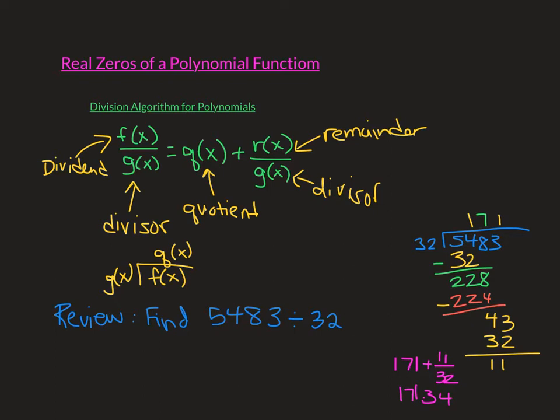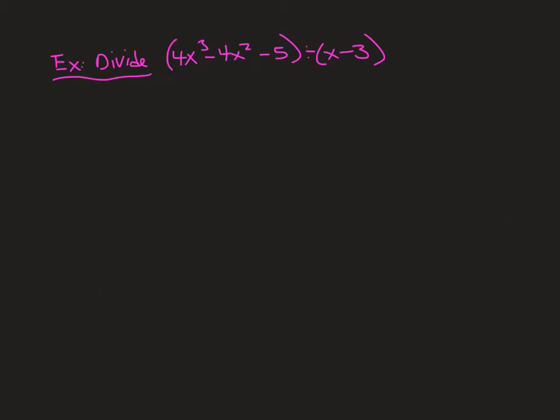So now we're going to do this with polynomials. So we're going to divide 4x cubed minus 4x squared minus 5 by x minus 3. You are welcome to try this on your own and then just fast forward to the answer. So we're going to write this. Make sure that you write x minus 3 as your divisor.